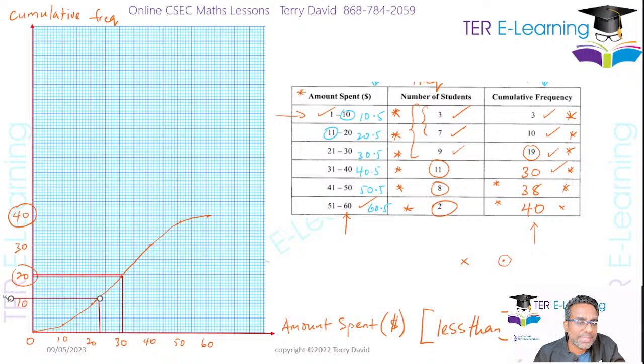Now, like I said, it's going to vary depending on how you draw your graph. I want you to understand the process. So to me, it looks like maybe 10, 11, maybe 12 students. That's what I get, probably about 12 students. So according to my graph, I am getting a value of around 12 students.